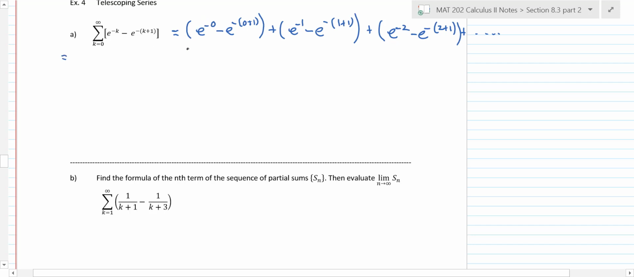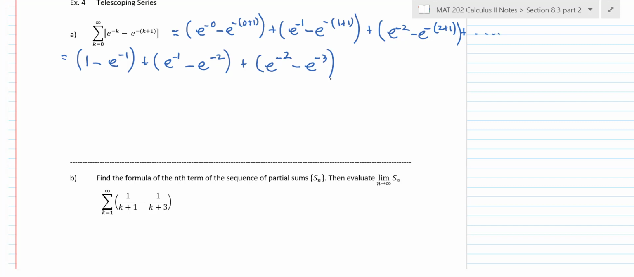Okay? So let's write this out a little bit better now. Of course, e to the 0 is 1. Then this is going to be minus e to the negative 1. So that's going to be what you get in that first parenthesis. Second parenthesis, you're going to have e to the negative 1 minus e to the negative 2. Third parenthesis, you're going to have e to the negative 2 minus e to the negative 3. So does that look telescoping to you? Okay, you guys see what I mean by that? Got a bunch of cancellation.